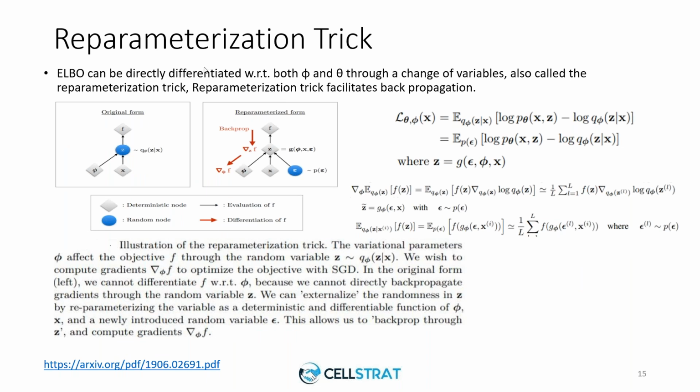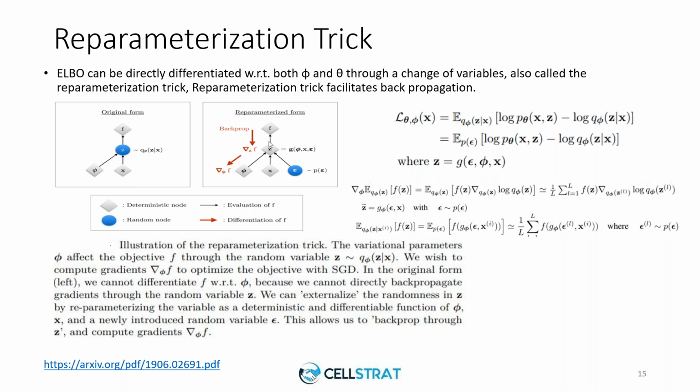Right. So coming to backpropagation, what we see over here is the original form, where this is a function, this is our latent variable, and this is our observed, input variable. Backpropagation would happen over here, but there is a challenge. z is a random variable, and backpropagation cannot happen through a random variable. We need a deterministic variable for backpropagation to function. So what is the solution? The solution is the reparameterization trick.